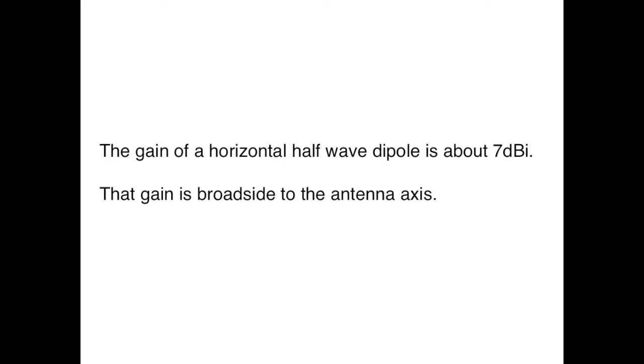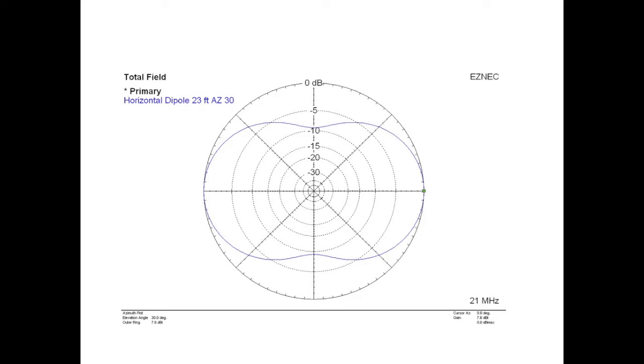The gain of a horizontal half-wave dipole is about 7 dBi. That gain is broadside to the antenna axis. This is the plot of a horizontal dipole, 1/2 wavelength above the ground.